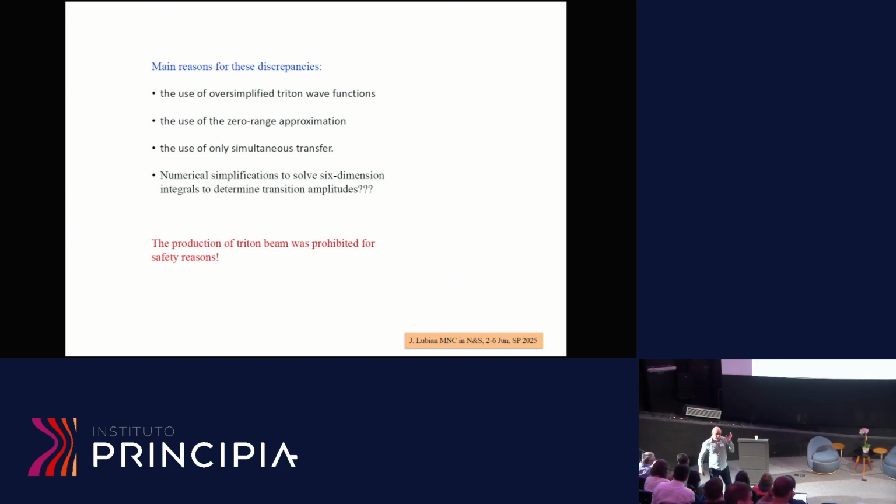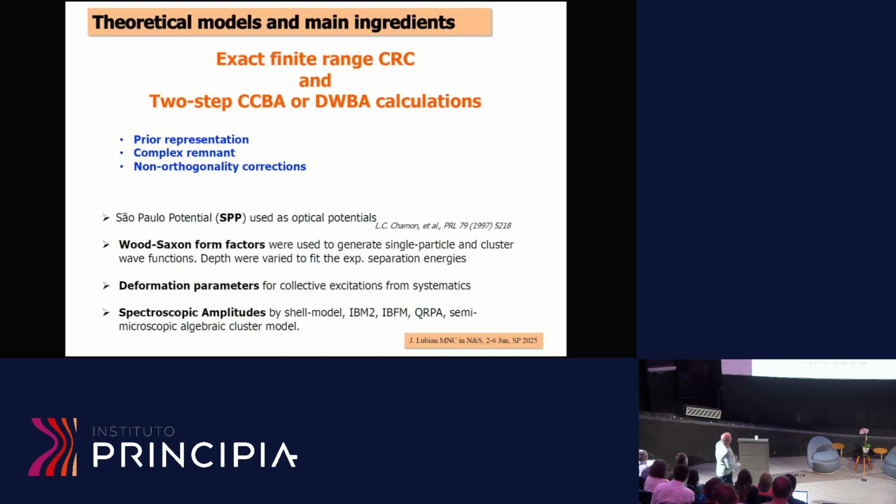Also, later, the triton was prohibited for safety reasons, and although the wave function of the triton is simpler, oxygen-18, which is a core of oxygen-16 plus 2 extra neutrons, appears as a natural candidate. Although it could be like helium-6, helium-6 is weakly bound. So for this reason, helium-6 was not used.